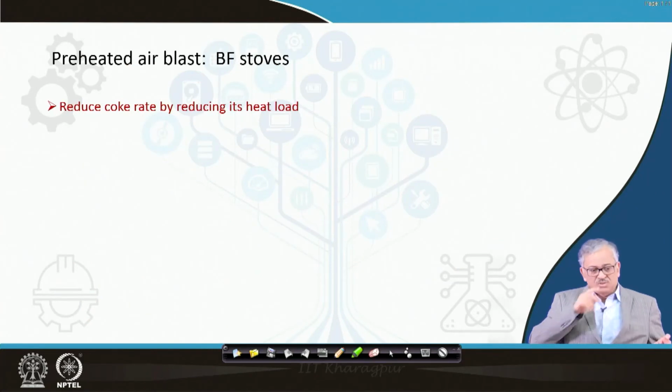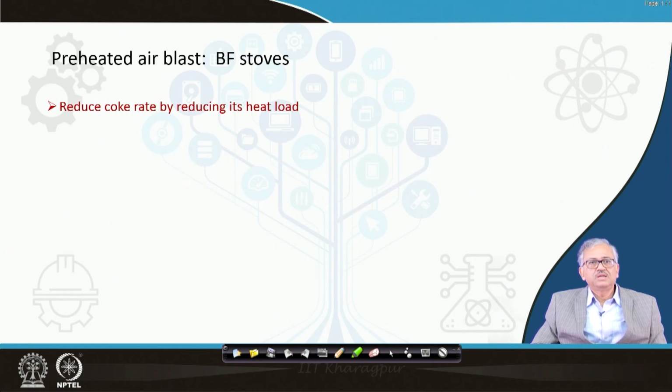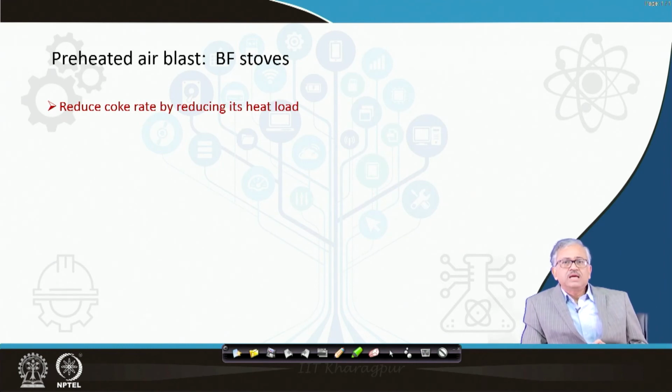So, now that you understand PCI, we come to the preheated air blast, that is, the blast furnace stoves. Preheated air, as I said, carries some sensible heat along with it. So, with this sensible heat, you can supplement some of the heat generation by the coke. As a result, you can obviously reduce the coke rate, by reducing the heat load of the coke.